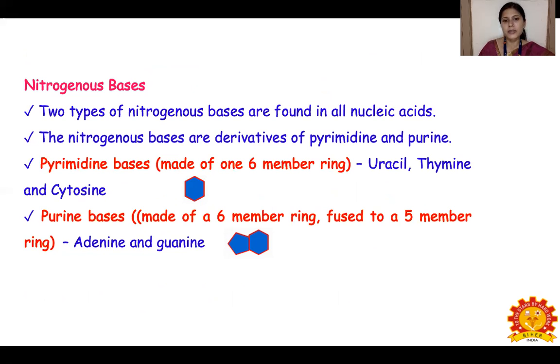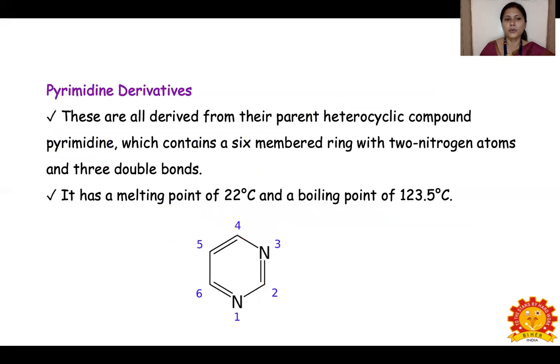So the nitrogenous bases are derivatives of pyrimidines and purines. Pyrimidine bases are made of only one 6-member ring, and under this category examples are uracil, thymine and cytosine. Whereas the purine bases are made of a 6-member ring fused with another 5-member ring. Examples under this category are adenine and guanine.